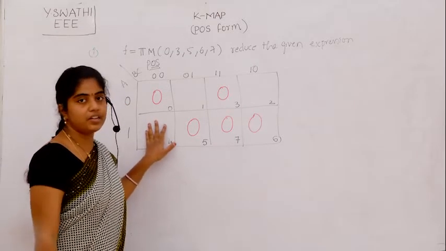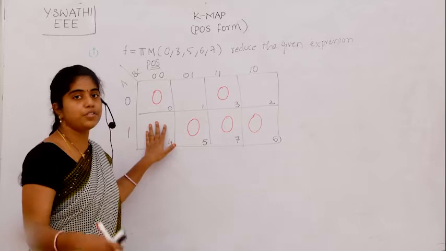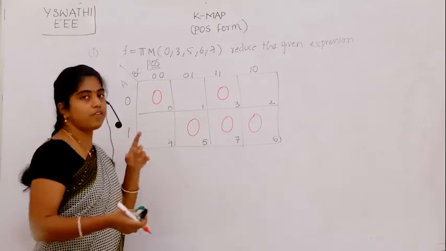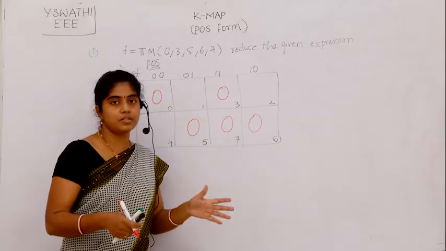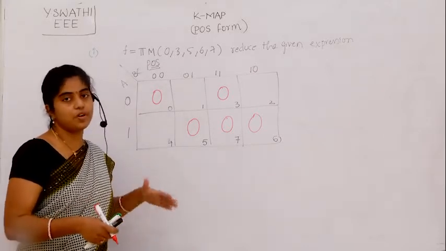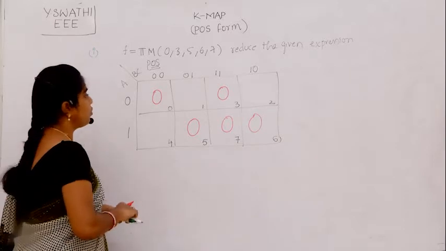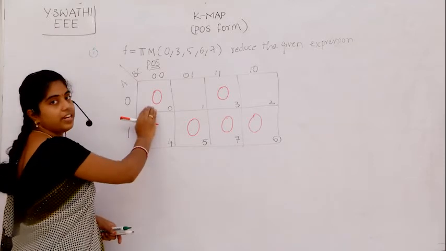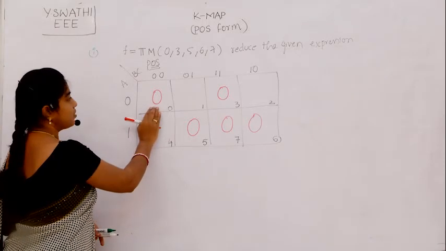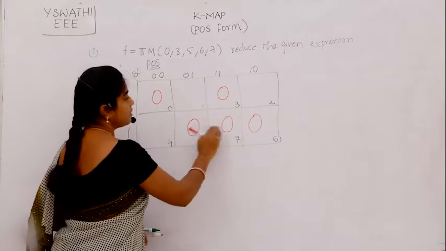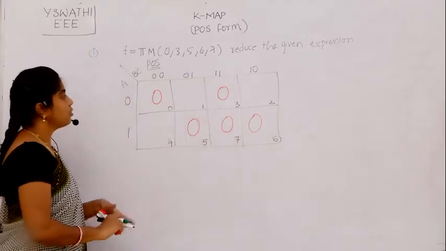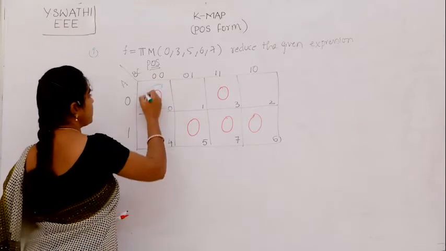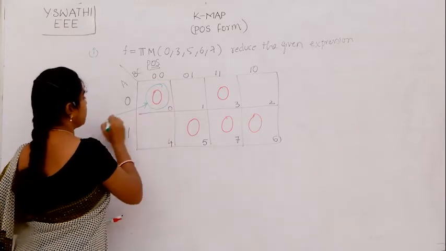In the third step, what is our third step? We should check for grouping of zeros. In the grouping, we first check for alone zeros, after that pair of zeros, after that quads and octets. When we are looking for alone zeros, this is looking as alone, right? This is not adjacent to any other zeros here, so you can take it as one group. So this is our first prime implicant.